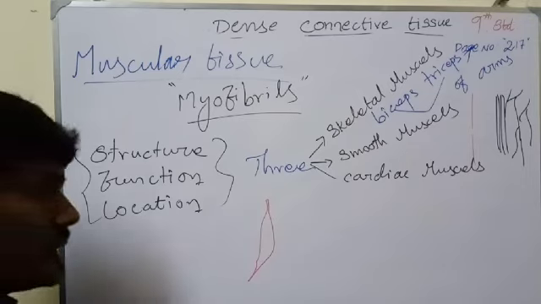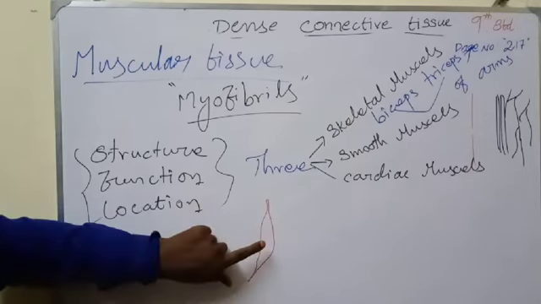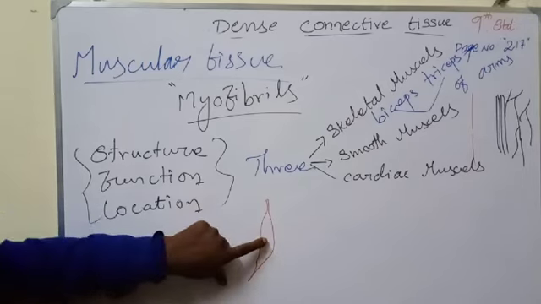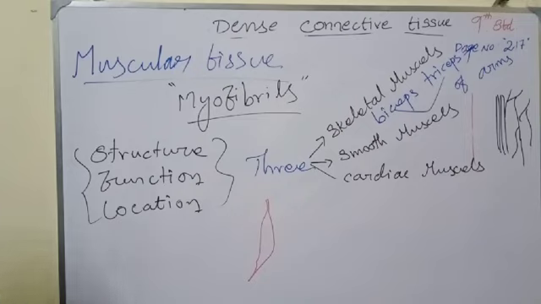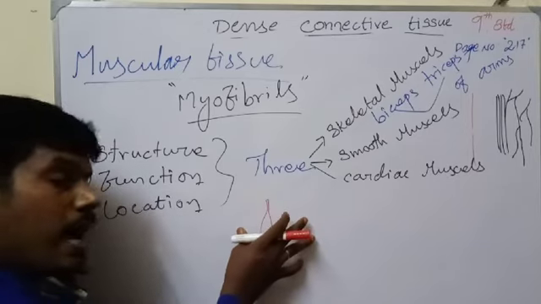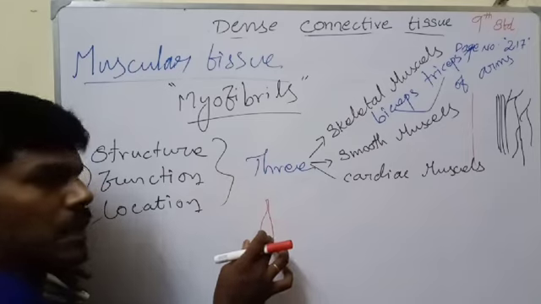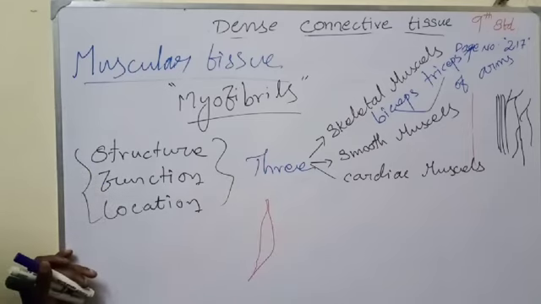How it looks, you have to write: the middle of the muscle is broad, and the ends are narrow and tapering. These fibers do not bear any stripes and hence are called non-striated. This is non-striated muscle. And they are not under the control of our will and so are called involuntary muscles. This type of muscle is not controlled by ourselves, so it is called involuntary muscle.